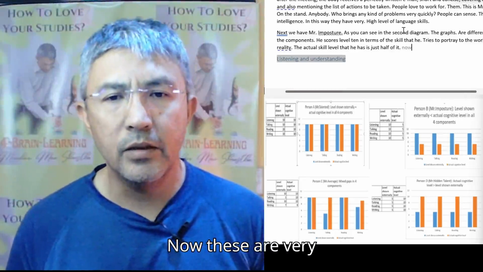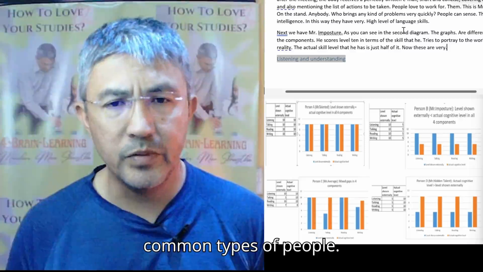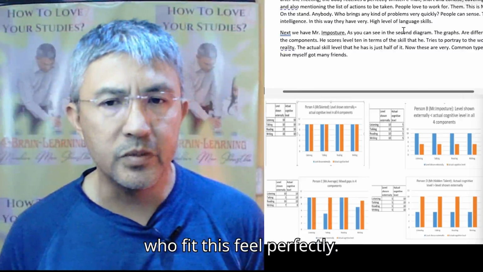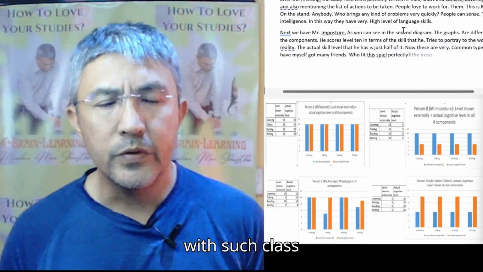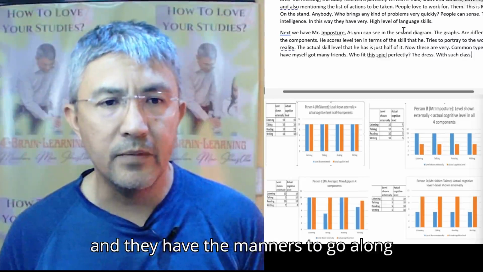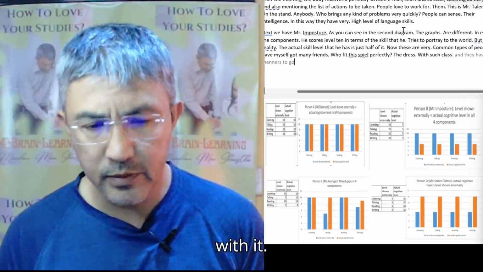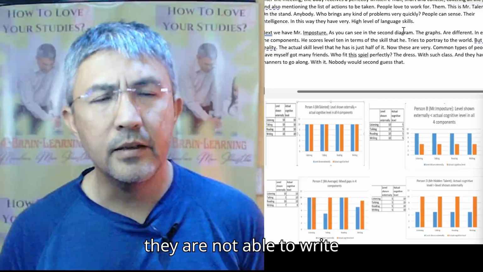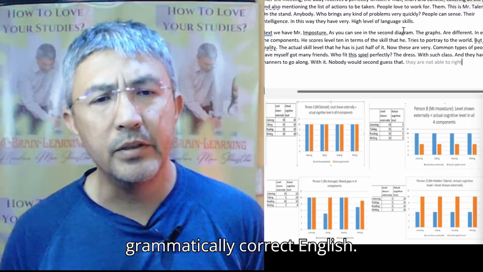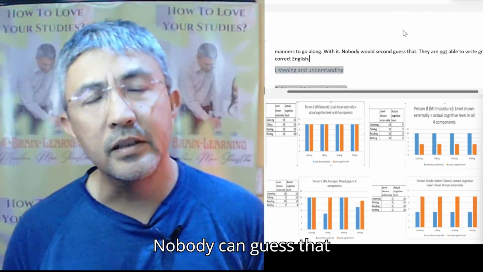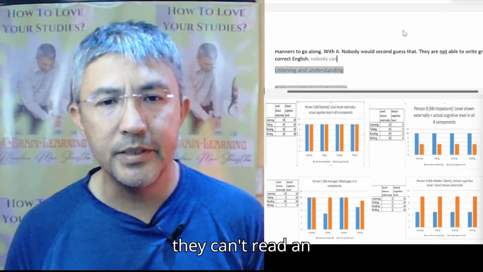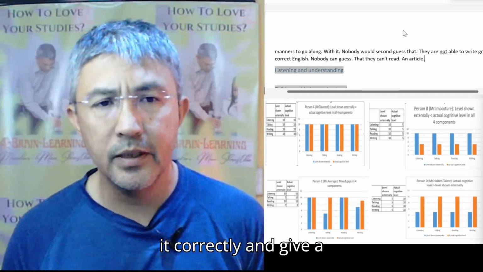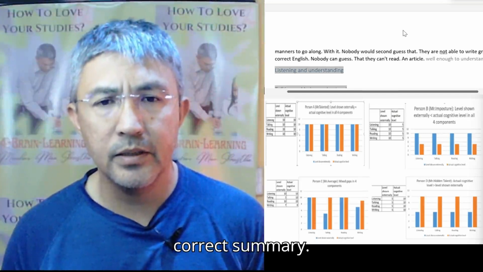Now, these are very common types of people. I have myself got many friends who fit this bill perfectly. They dress with such class and they have the manners to go along with it. Nobody would second guess that they are not able to write grammatically correct English. Nobody can guess that they can't read an article well enough to understand it correctly and give a correct summary.